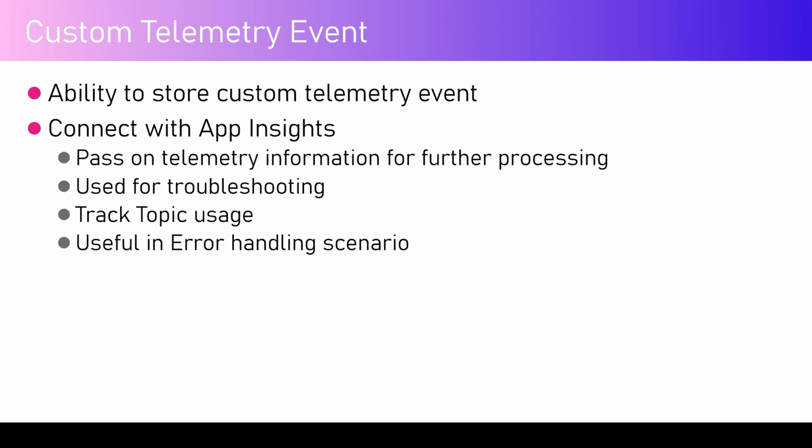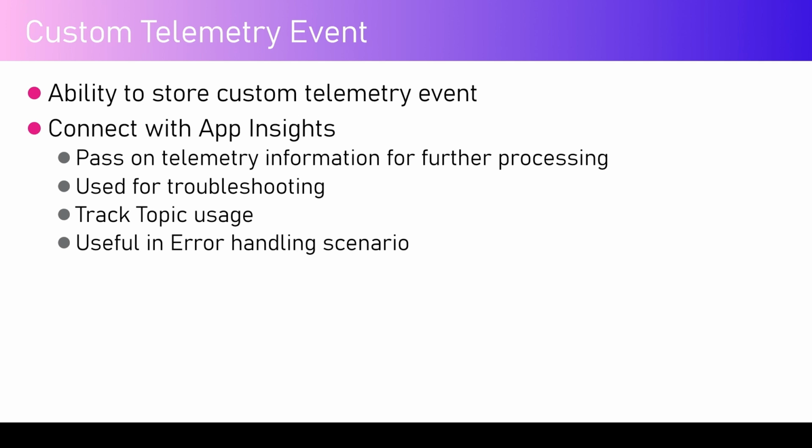Application Insights has some sort of syntax in terms of how it captures errors, warnings, information, and those sorts of things. If you want to have a custom event specific to your application, then you can use the custom telemetry event to store those event details within the Application Insights service.